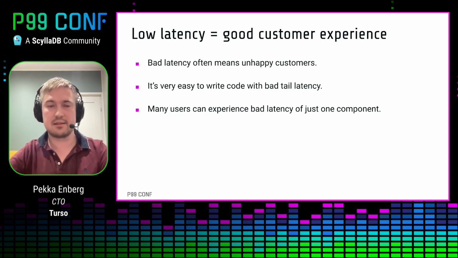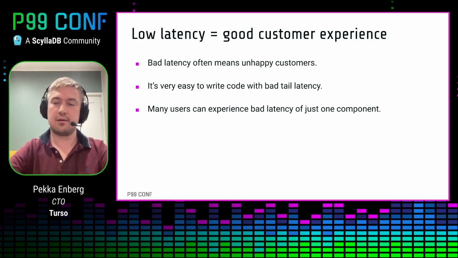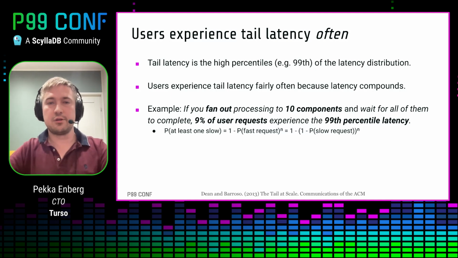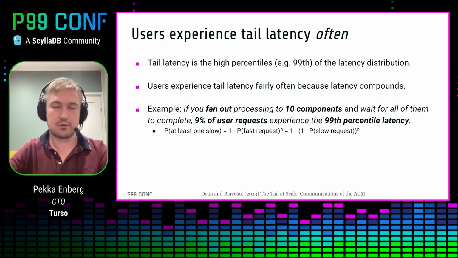And the reality is that it's super easy to write code with bad tail latency. And many users can experience this bad latency with just one component having that bad latency. So why is that? Users actually experience tail latency often. You should really go and read the paper by Dean and Barroso from 2013 called The Tail at Scale. When we talk about latency, we are really interested in the tail latency, which is essentially the high percentiles. For example, the 99th percentile, hence the name P99, of the latency distribution.